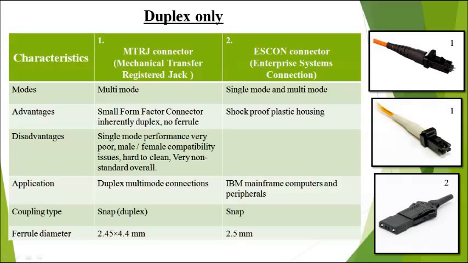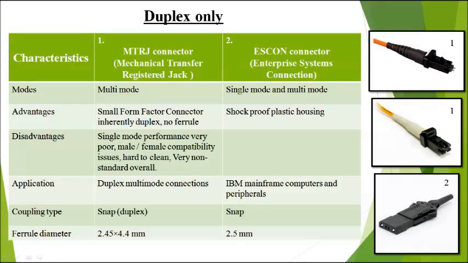The second one, the ESCON connector, which is the long name for Enterprise System Connection connector. It comes in single mode and multi-mode. The advantage of ESCON connector is shockproof plastic housing. ESCON connector has been used in IBM mainframe computers and peripherals. ESCON connector uses snap type of coupling. The diameter for the ferrule is about 2.5 mm.